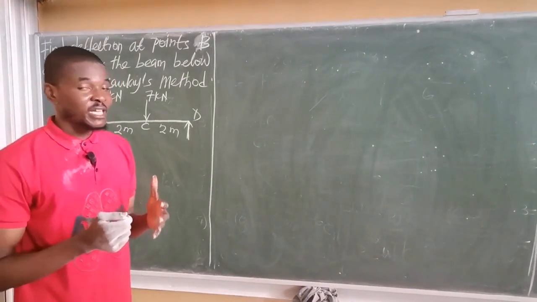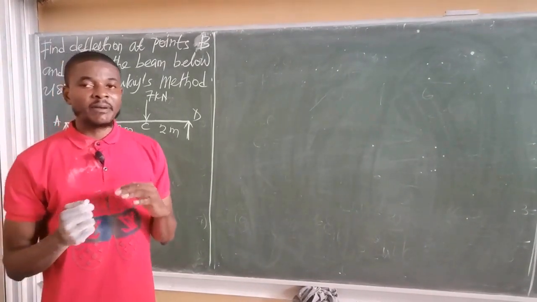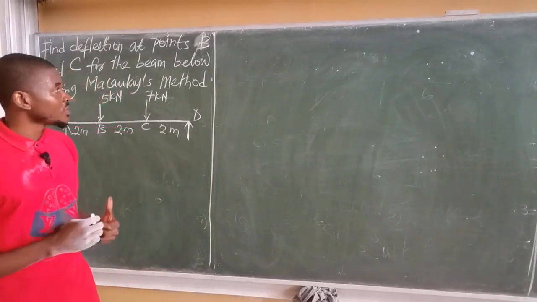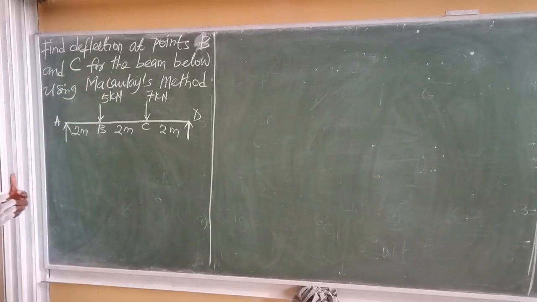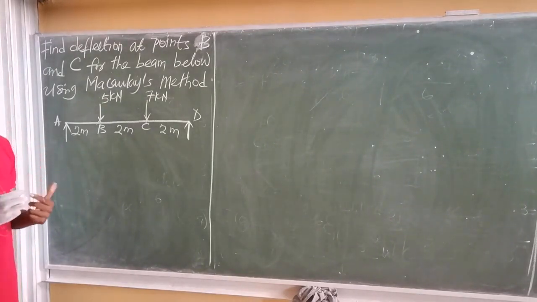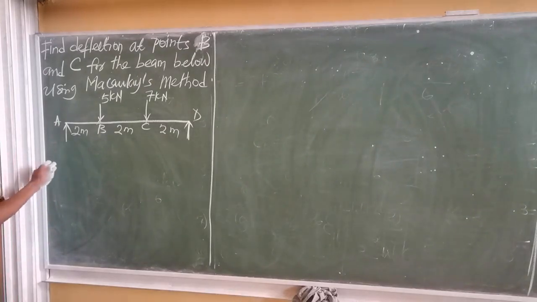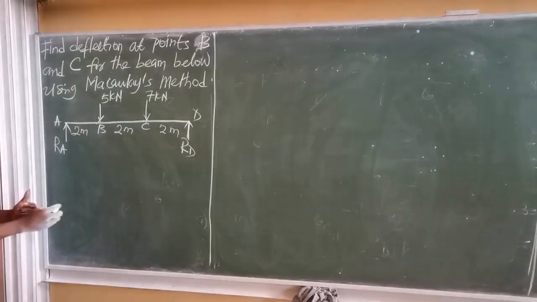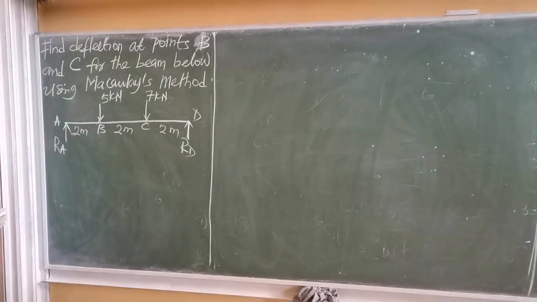In the previous video, we did an introduction on how to apply Macaulay's method towards solving beam deflection. So we're going to apply everything we learned here. We're asked to find deflection. First of all, we weren't given reactions at these supports A and D. So the first thing to do is to obtain the reactions at the supports. So let's simply call here RA and let's call here simply RD. So let's now find these reactions.